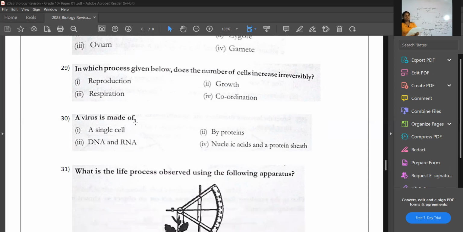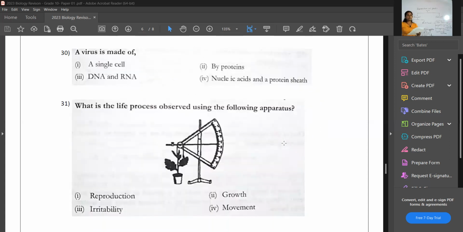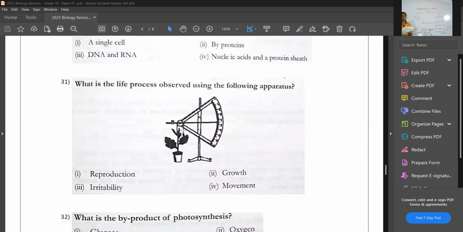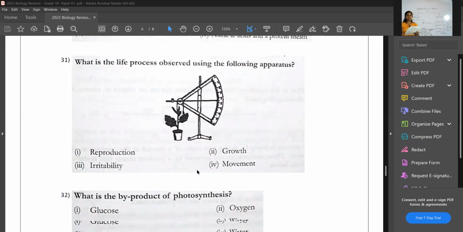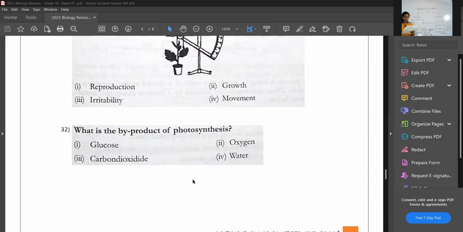A virus is made of nucleic acid and a protein sheath. No other organelles are there in a virus. Only the nucleic acid, that means DNA or RNA, and the protein sheath, right? The instrument given here is the auxanometer. What is the life process that we observe using this one? That is growth of plants, right? Growth, auxanometer.